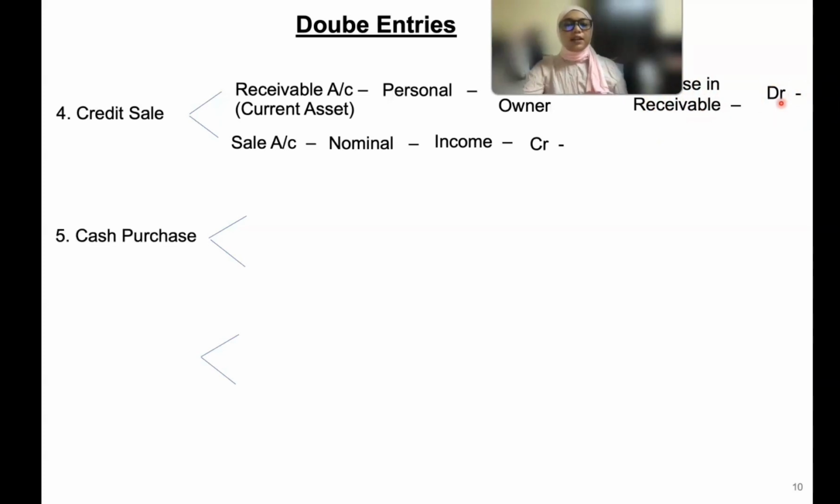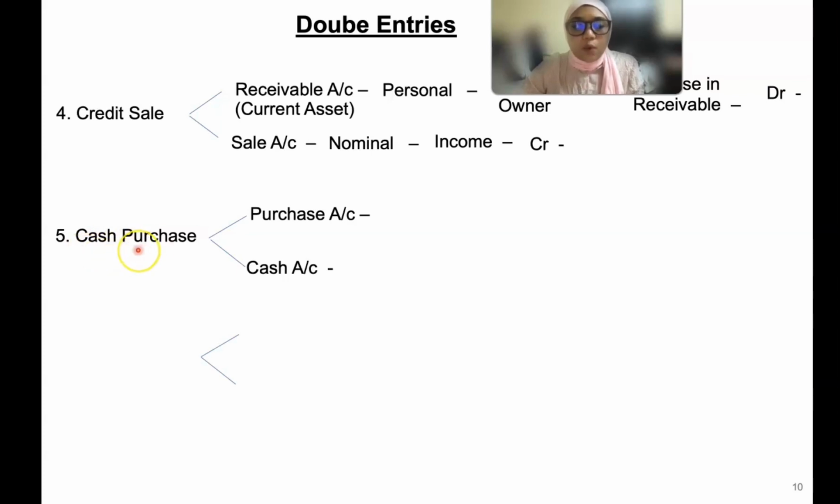Okay. Then the other is cash purchase. What is it? Cash purchase. We are buying something in cash. So what do we see here first? We see cash, right? So what account are we going to open? We open cash account. What are the other accounts we are going to open? What is the transaction? This is the cash purchase. We are buying something, so we will open purchase account. So if it is cash purchase, what are the two accounts we are going to open? Cash account and purchase account.